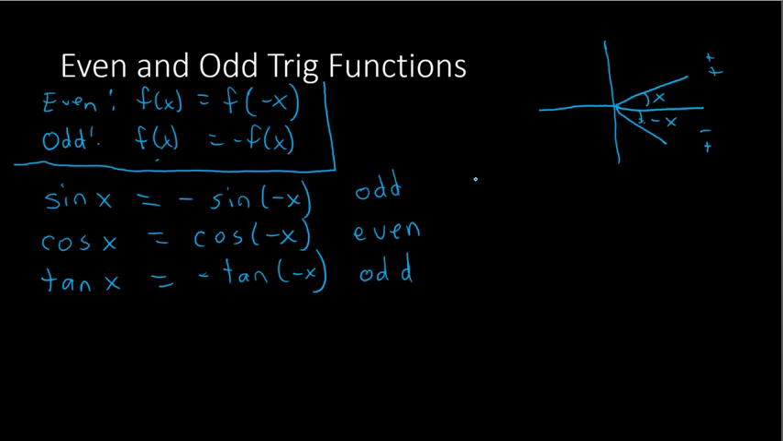So we have sine, cosine, and tangent figured out, and then the inverse functions we can figure out because if the one function is even or odd, the inverse would be the same thing. So if sine of x is odd, then the inverse, cosecant of x, would also be odd. And because cosine is even, the inverse, which is secant of x, would also be even. And tangent of x is odd, so therefore the cotangent of x would also be odd.